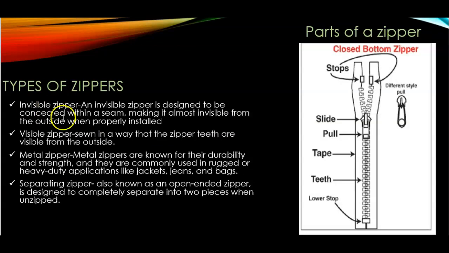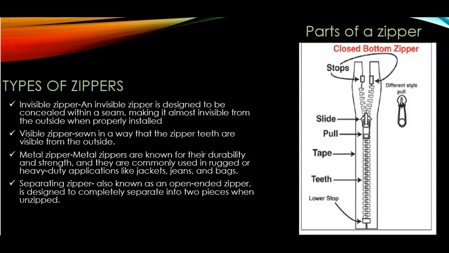We have different types of zippers. We have the invisible zipper, which is concealed. It is designed to be concealed within a seam, making it almost invisible from the outside when properly installed. We have the visible zipper. It is sewn in a way that the zipper teeth are visible from the outside.